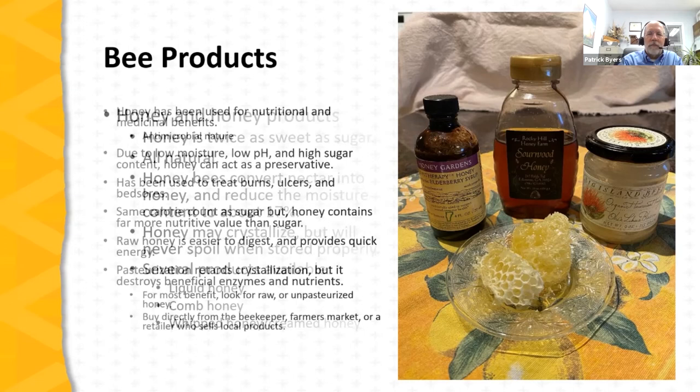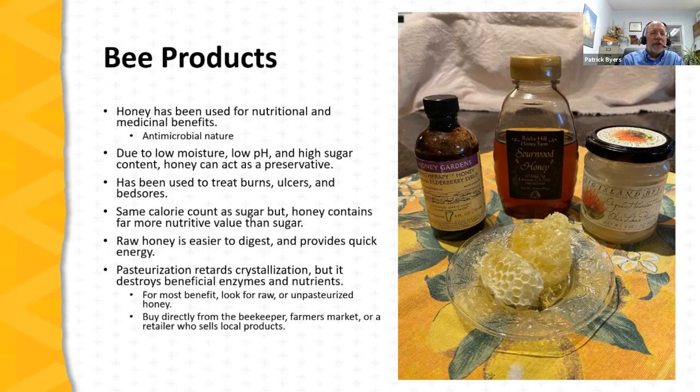So again, honey's been used for nutritional and medicinal benefits for centuries, and obviously there's an antimicrobial nature to honey. Honey can act as a preservative. It's been used to treat burns, ulcers, and bed sores. It has the same caloric count as sugar, but honey contains more nutritive value than sugar. In other words, there's more in honey than just sugar. There are actually pollen grains and other substances that have nutritive value. Raw honey is easier to digest and provides quick energy.